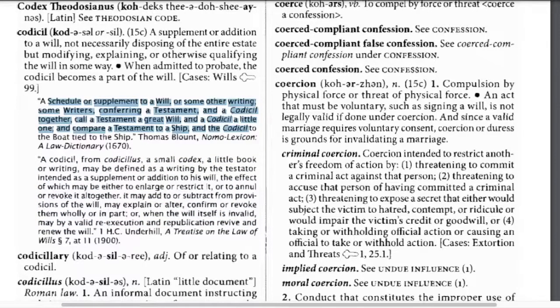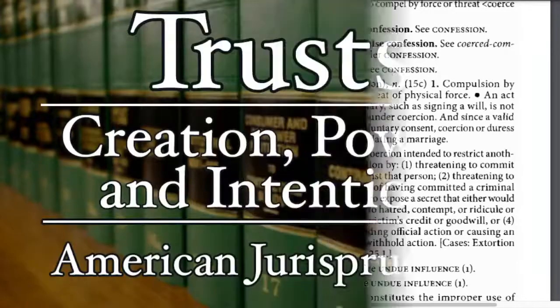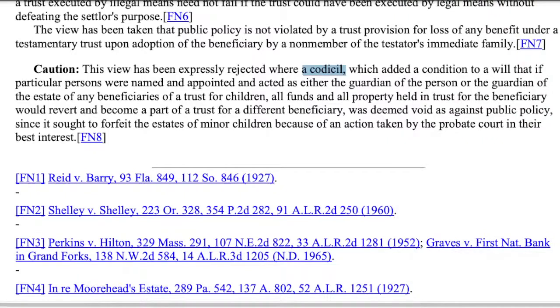It's a big deal. So words have meaning in one sense, but the appropriate level of precision of applying that meaning in this context of trusts, we can see where a codicil could be an important part. So let's find out where this ties in now. Okay, the view has been taken that public policy is not violated by a trust provision for loss of any benefit under a testamentary trust upon adoption of the beneficiary by a non-member of the testator's immediate family. So this looks like, yeah, okay, so a will.